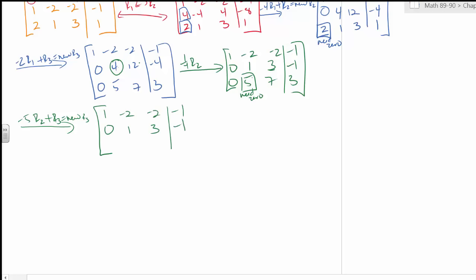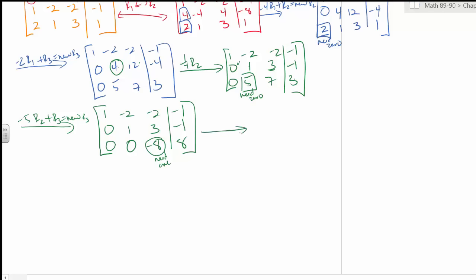And then multiply row 2 by -5 and add to row 3. Well, 0 times -5 is 0, plus 0 is 0. So notice we don't undo the work we had previously. -5 times 1 is -5. Add to 5 is 0. -5 times 3 is -15. Plus 7 is -8. And then -5 times -1 is +5. Plus 3 is 8. All right, we're getting pretty close. The last thing we need is to see a 1 here.